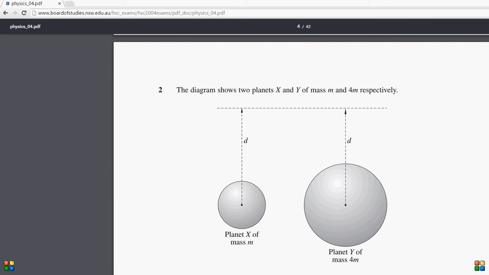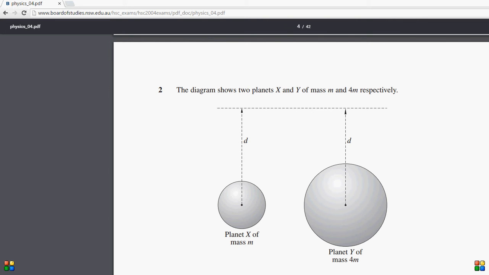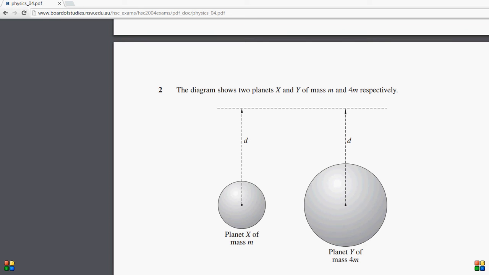The diagram shows two planets, X and Y, of mass m and 4m respectively. At a distance d from the center of planet Y, the acceleration due to gravity is 4 meters per second squared. What is the acceleration due to gravity at distance d, so same distance, from the center of planet X? Its mass is only 1/4 of planet Y, therefore its acceleration is also going to be 1/4, and so the answer is A.